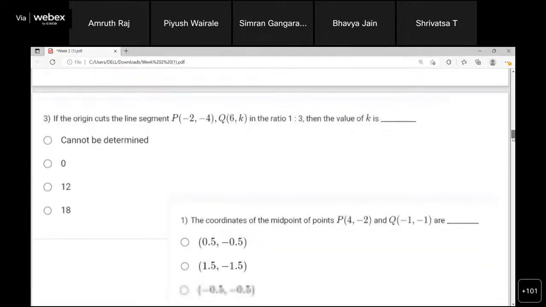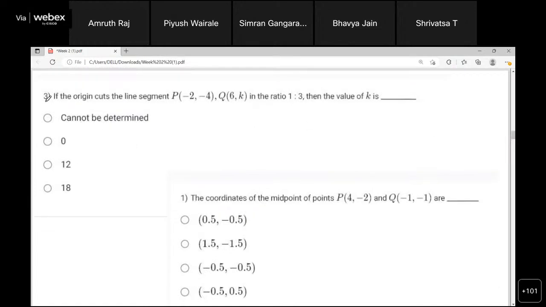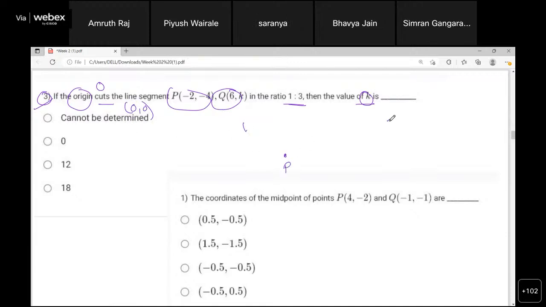So tell me what is the correct option for this question 3. If the origin cuts the line segment PQ, P being 6 comma k, in the ratio 1 is to 3, what is the value of k? When I say origin, it means my coordinate is 0 comma 0, right? So this is my point P, this is my point Q, and this is my origin. We are saying that the origin cuts the line segment in ratio 1 is to 3. So this is 0 comma 0, this is 6 comma k, and this is minus 2 comma minus 4.